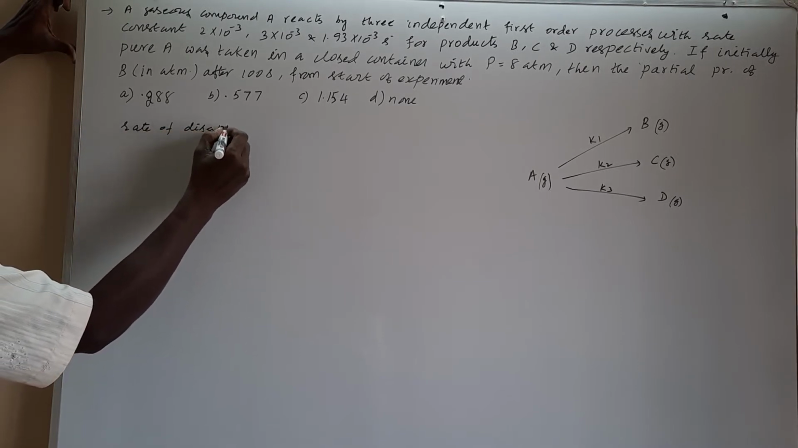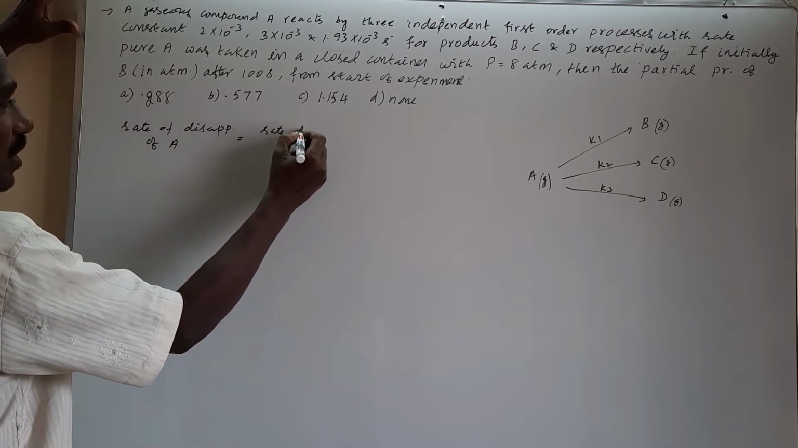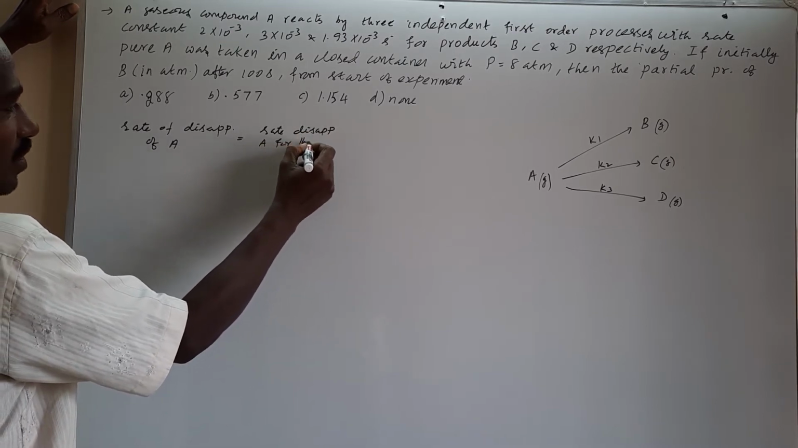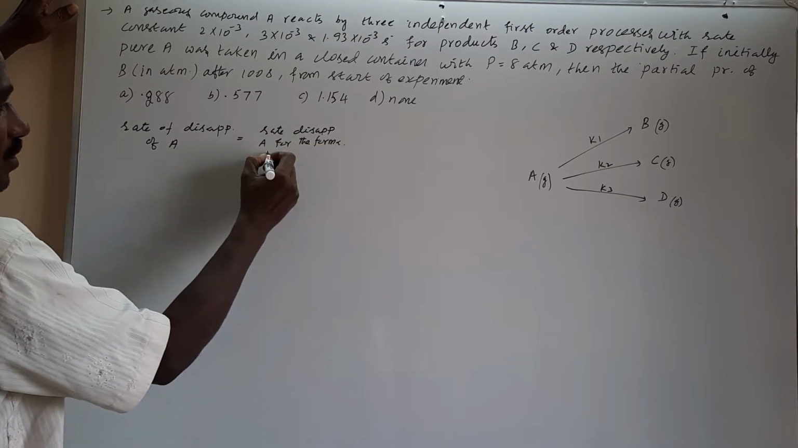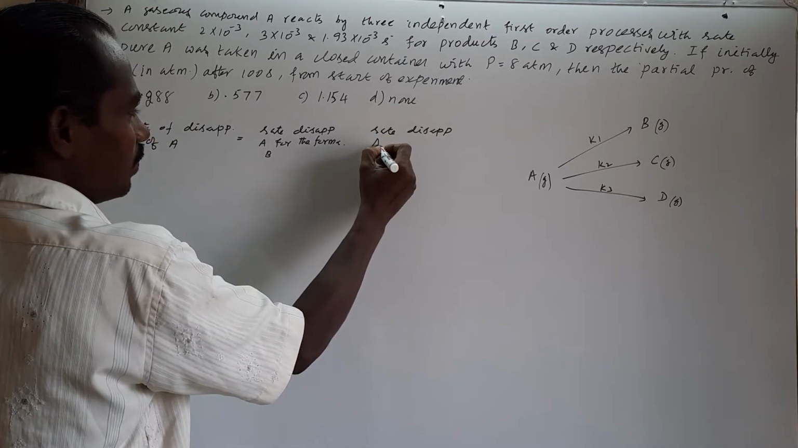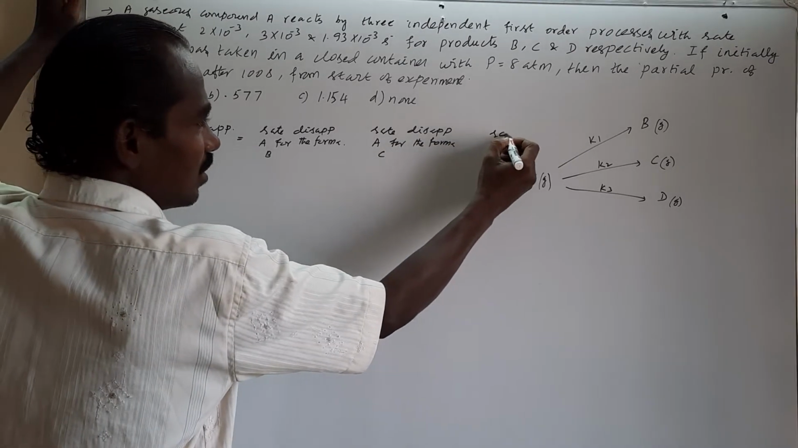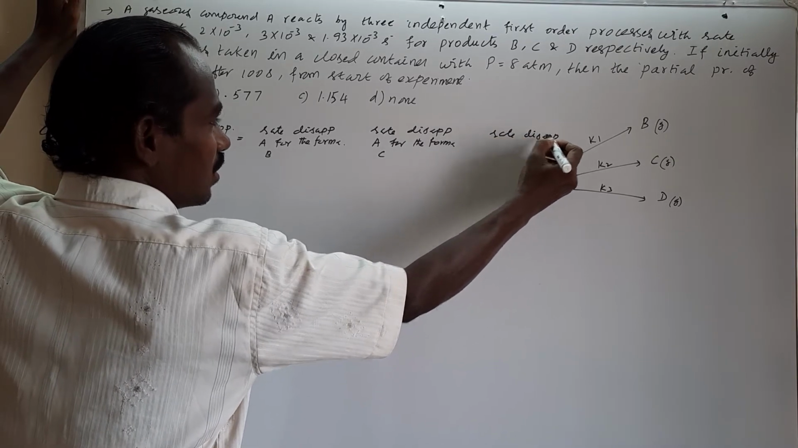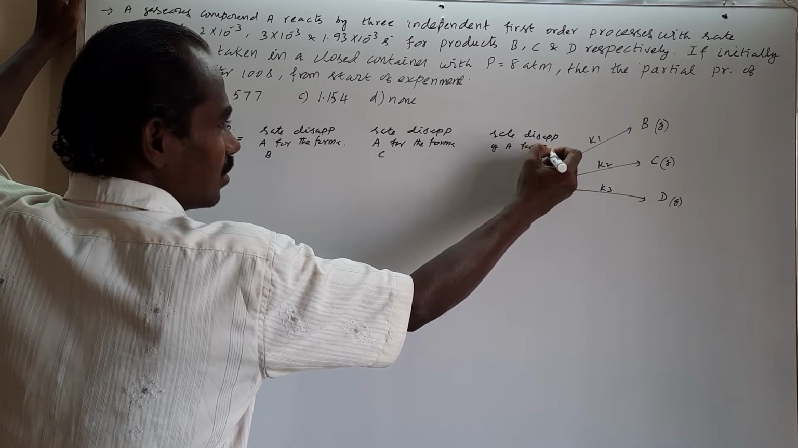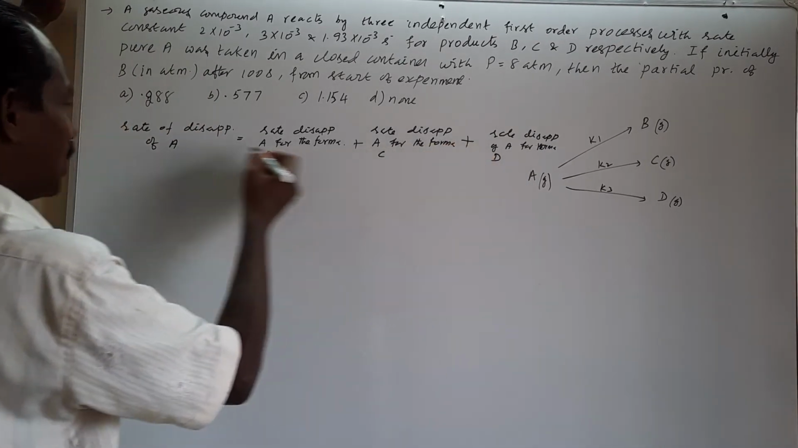Now the rate of disappearance of A is equal to the rate of disappearance of A for the formation of B, then the rate of disappearance of A for the formation of C, then the rate of disappearance of A for the formation of D. What is the relation? The sum of these three is equal to this.